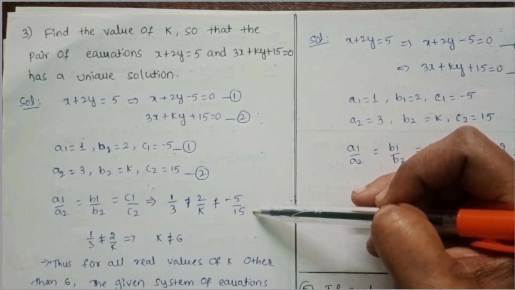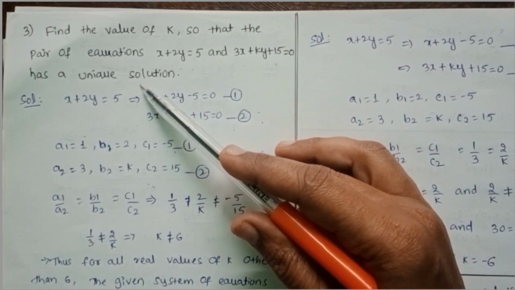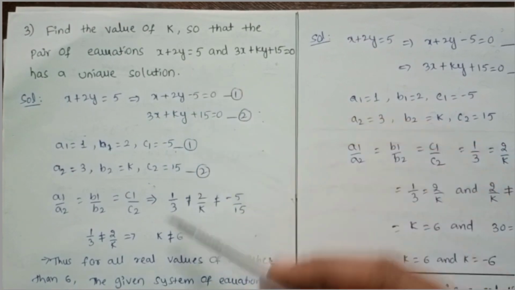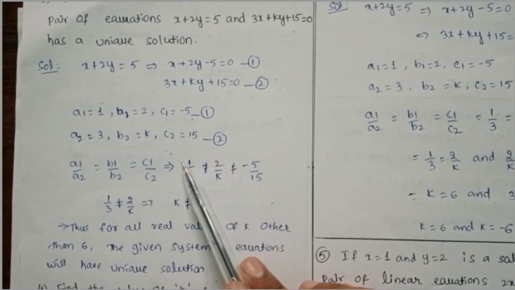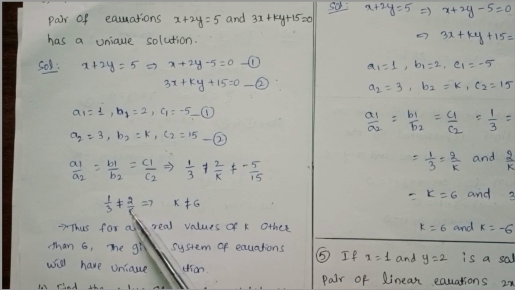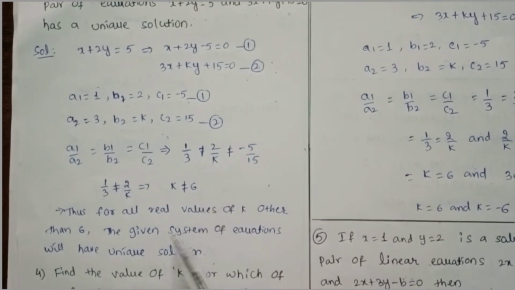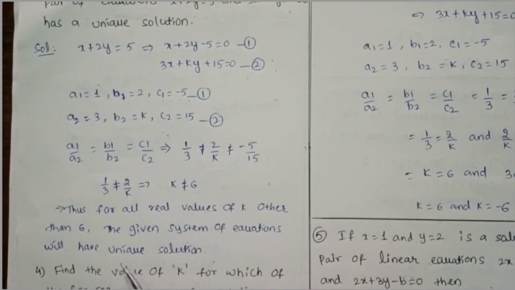So we have only a unique solution, which means one solution, which means intersecting lines. So here take 1 by 3 not equal to 2 by k. Where is the k value? Equate that: k into 1 is k, not equal to 6. k not equal to 6 means except the value 6, the k value is applicable for every real number. So for all real values of k other than 6, the given system of equations will have a unique solution.